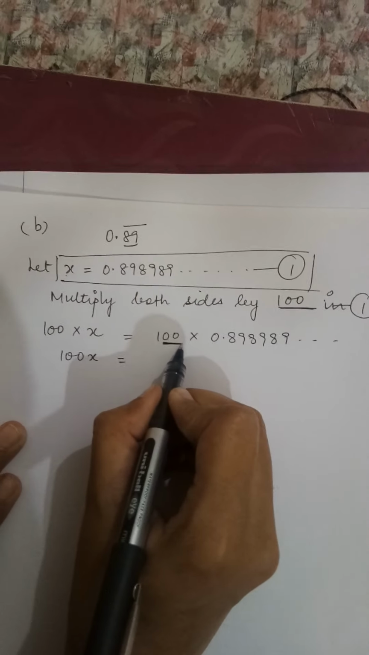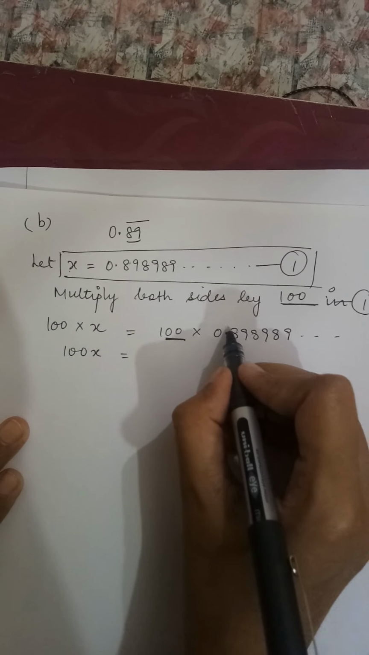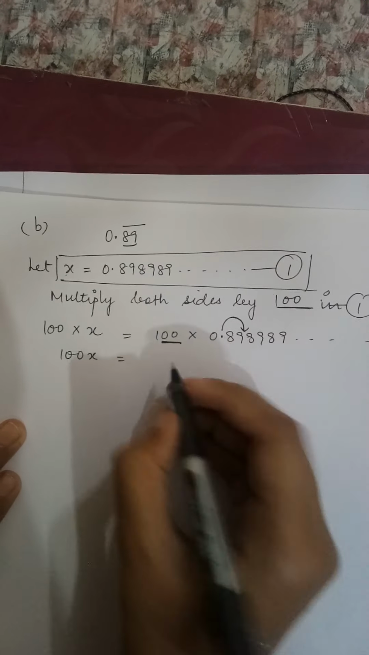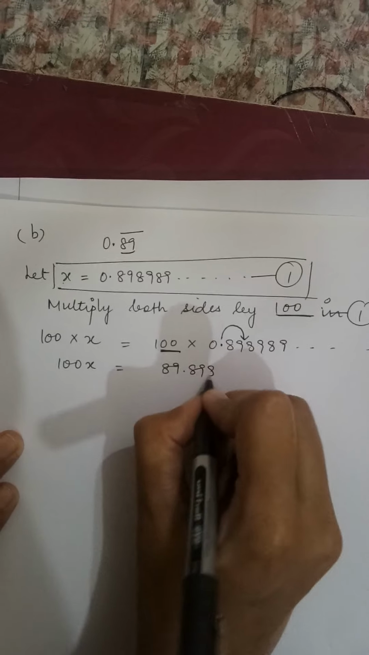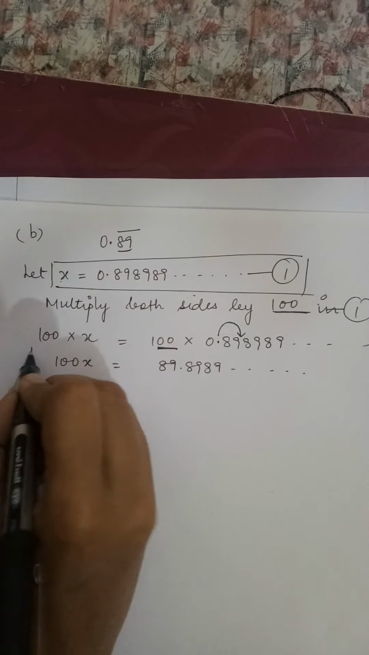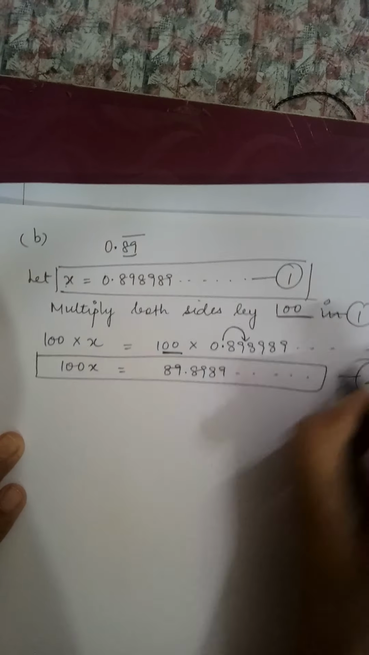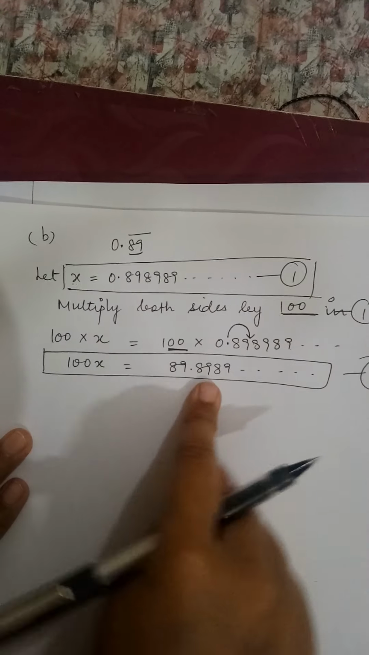Now this 100 into x means 100x. How many zeros are there? 2. So we are going to shift this decimal 2 places ahead. It will be 89.8989 and so on, and this equation is going to be my equation number 2. This was my second step.